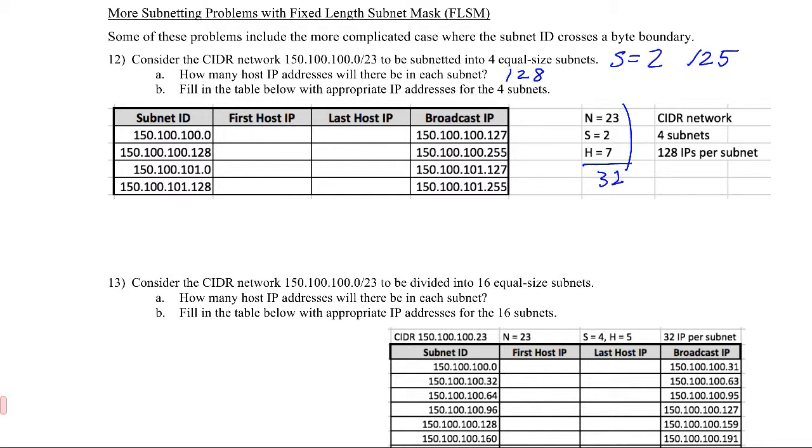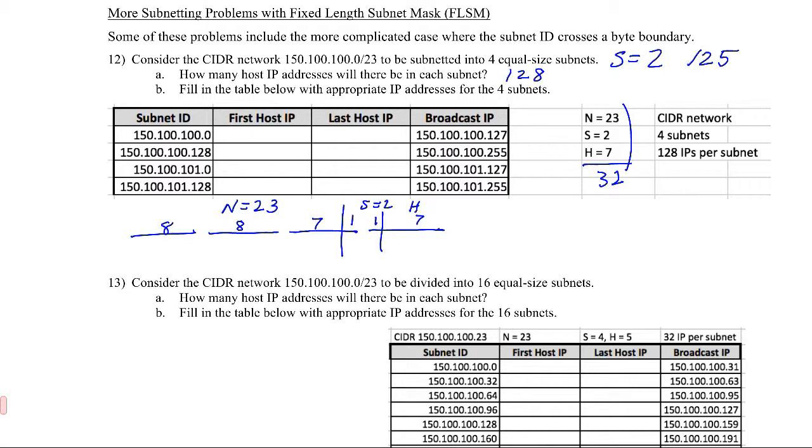Okay? And the picture I draw for this one, I'm going to draw out these 4 octets for my IP address, and I'm going to start with a /23, which only goes to here. N is equal to 23. So we have 8, 8, and 7, but then we have 1 bit here and 8 bits here. But we have 2 bits for S. And so I'm going to put 1 and 1 here.